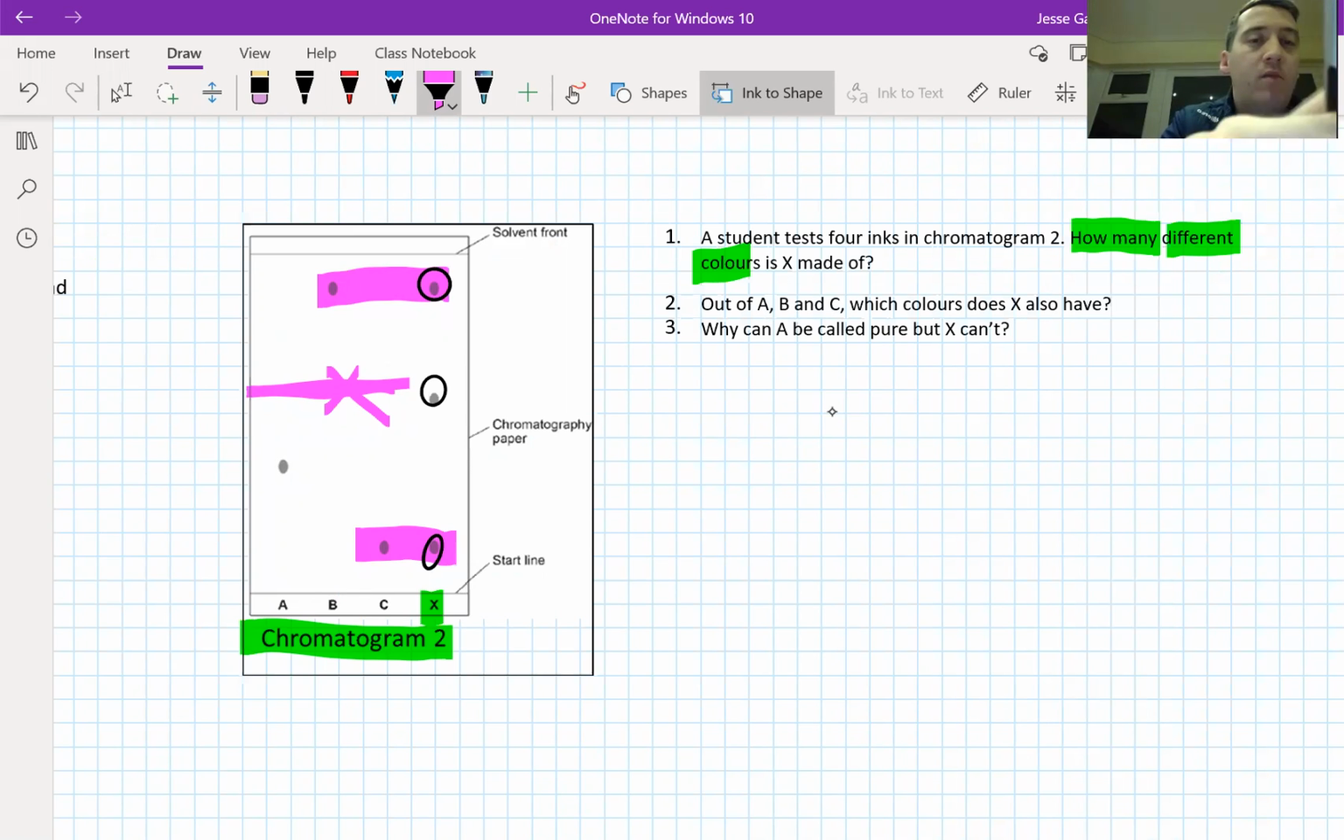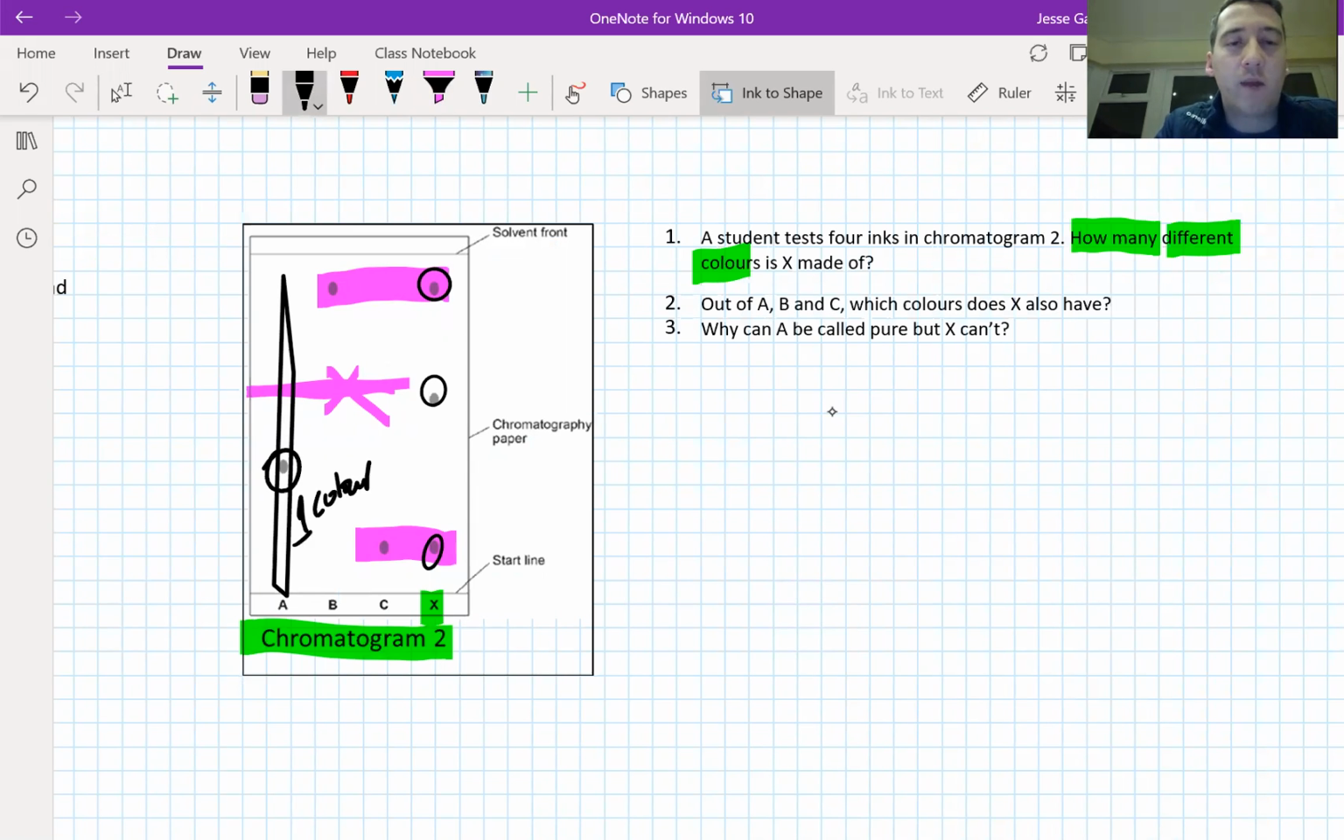All right, so I'm hoping that you realize that A is only made of one color. There's no other color here, only one color. So there's nothing mixed with it, whereas X is 1, 2, 3 colors. They have to be mixed together. And colors, when they mix together, don't make chemical bonds, because if they did, we couldn't separate them. So we have 3 colors.